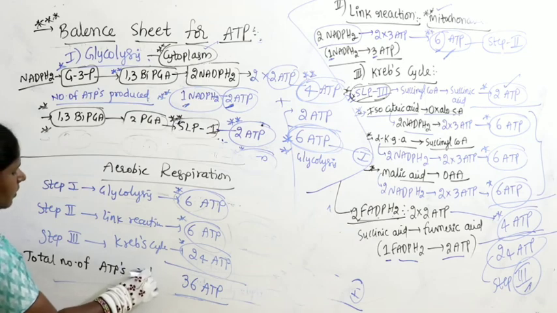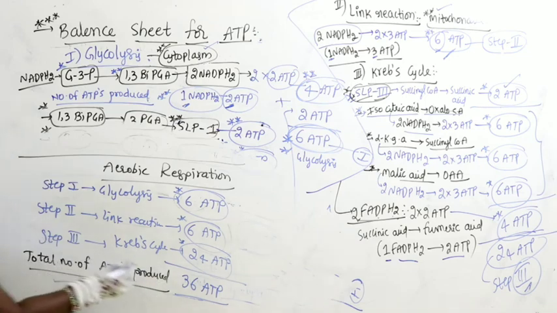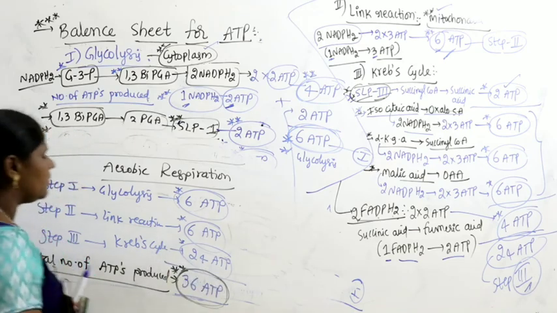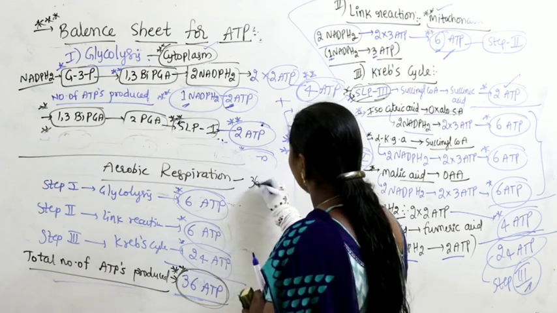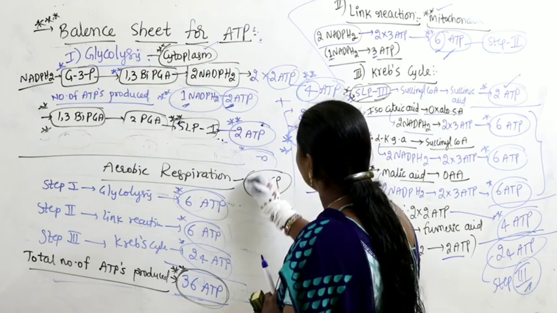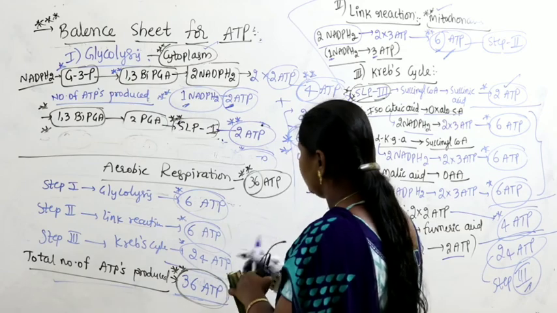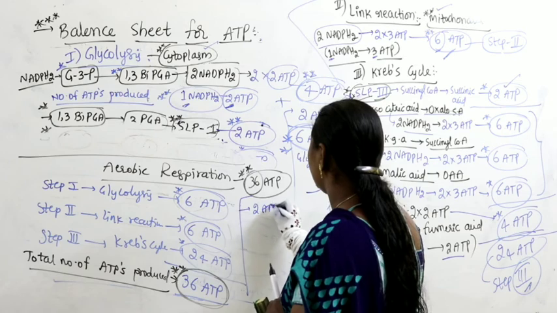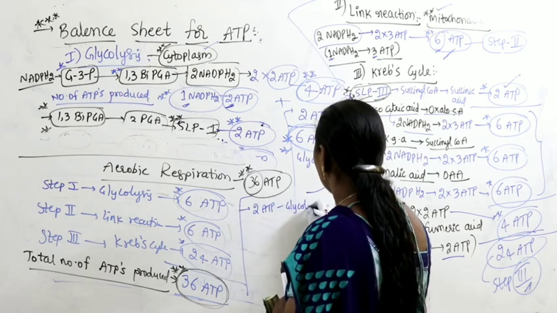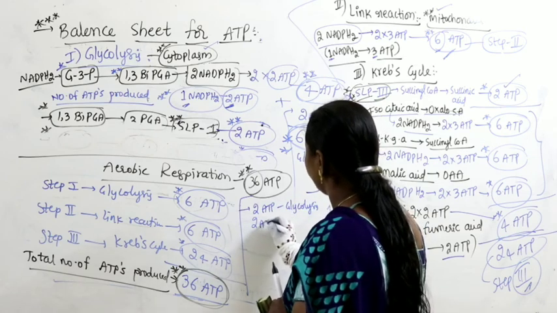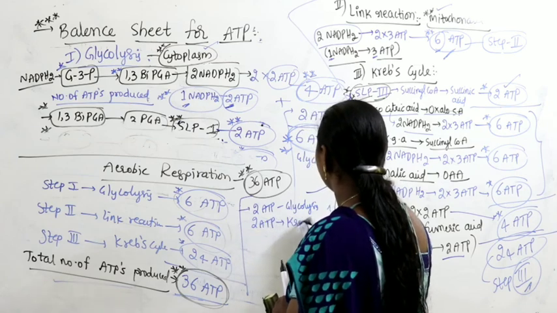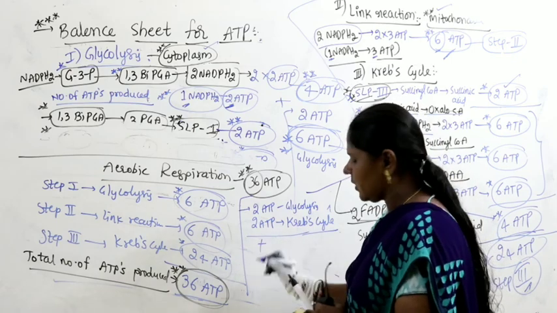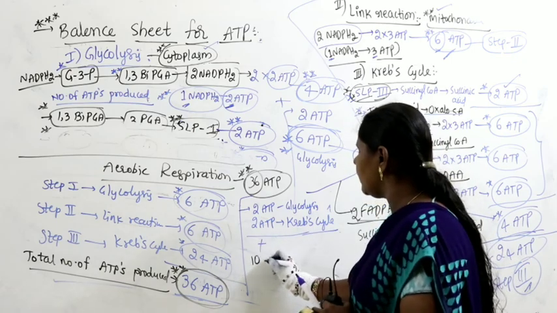So the total number of ATPs produced during aerobic respiration is 36 ATPs. So you can take that aerobic respiration contributes 36 ATP. 36 is very important. What is the total number of ATPs produced here? 2 is the net gain, 2 ATP from glycolysis, and 2 ATP from Krebs cycle, plus altogether 10 NADPH2.